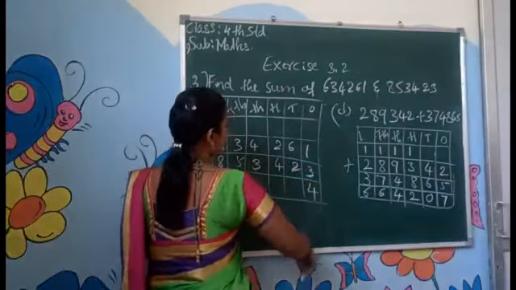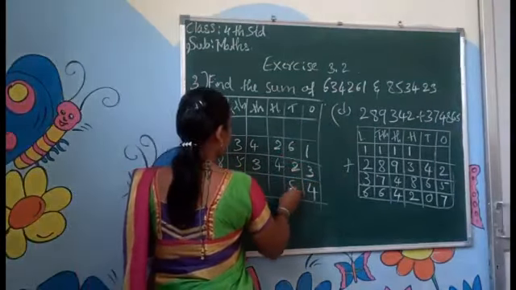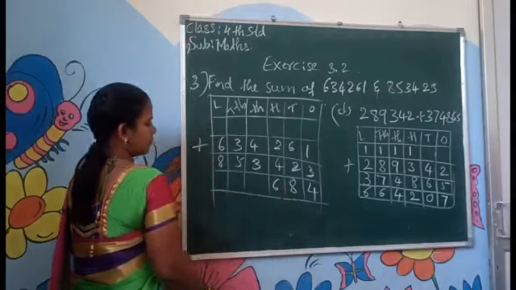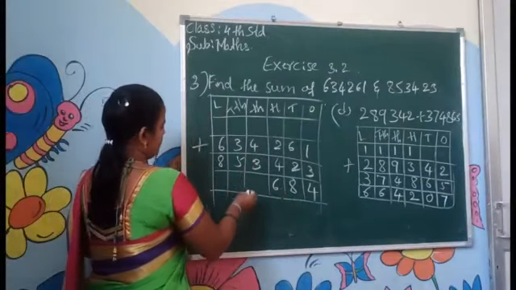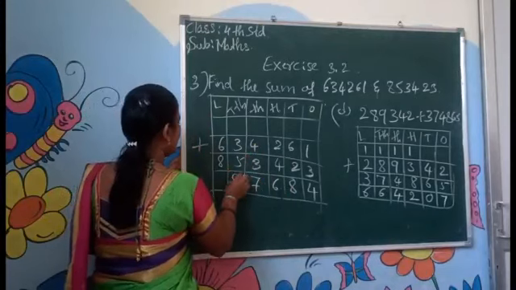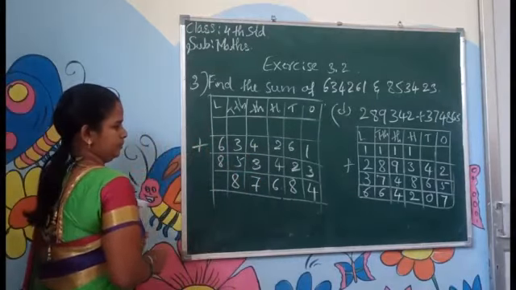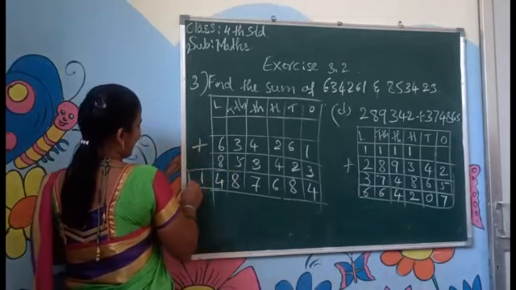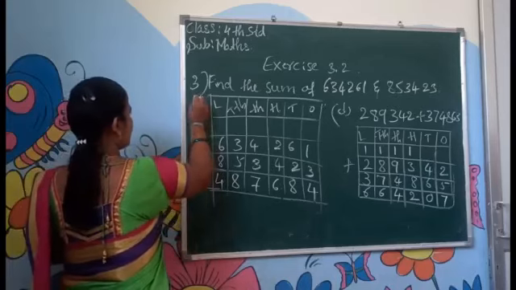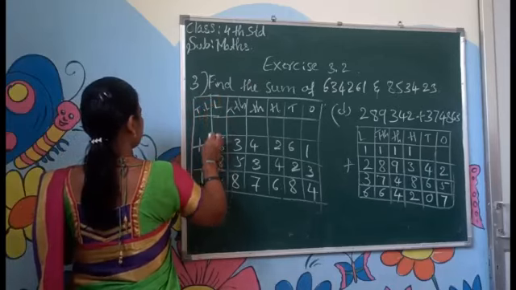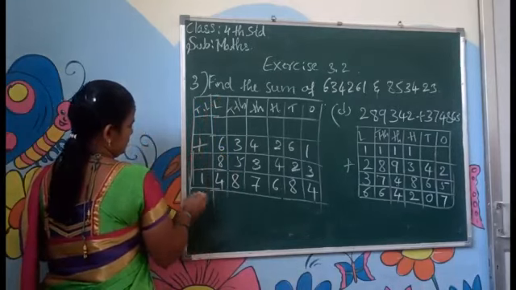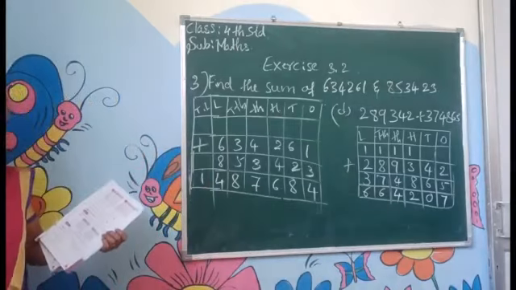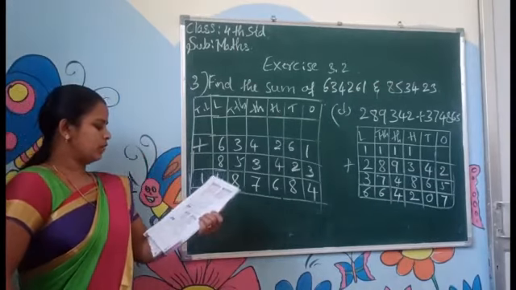3 plus 1, 4. Okay. 6 plus 2, how much? 8. 4 plus 2, how much? 6. 4 plus 3, how much? 7. 5 plus 3, 8. 6 plus 8, how much? 14. So we need here one more place, that is 10 lakh. That is 10 lakh. 14,87,684.